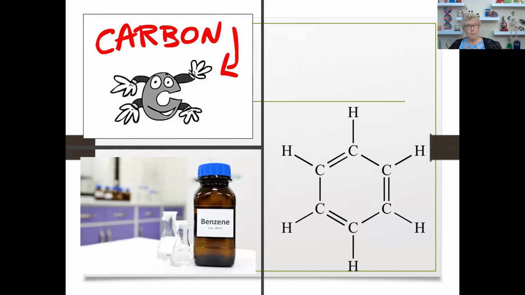So again, the double bonds here, they're stronger than the single bonds are, but they're not twice as strong. They're like one and then a little bit more. They're like the backup bond that they have there.